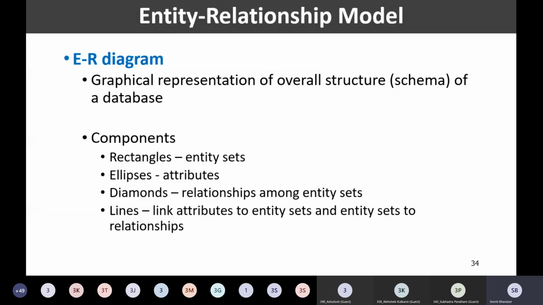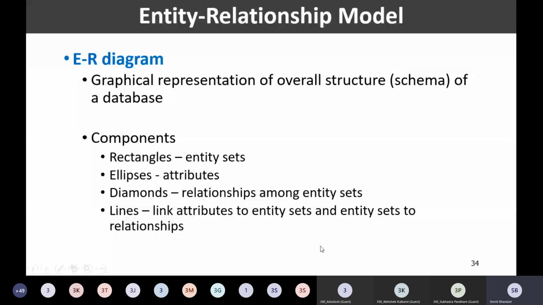We have a rectangle that is used to denote an entity set, an ellipse to denote an attribute, a diamond to denote a relationship among the entity sets, and a line that links the attributes to the entity sets, or links the entity sets to the relationship. So we make use of such notations to draw the ER diagrams.